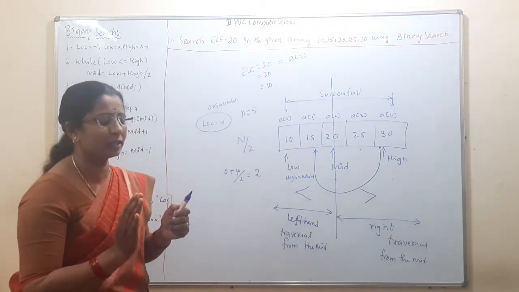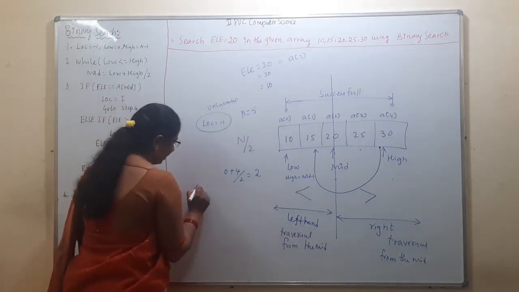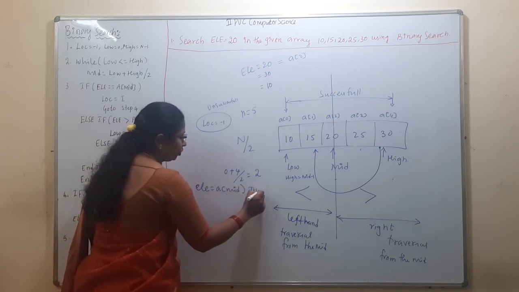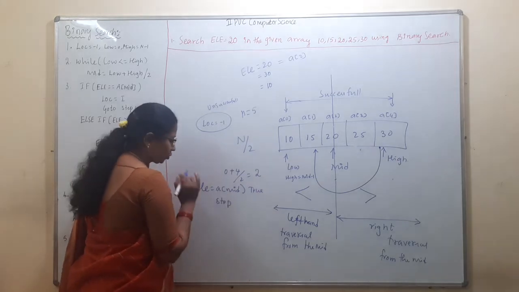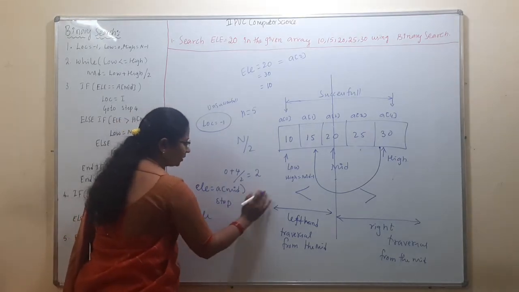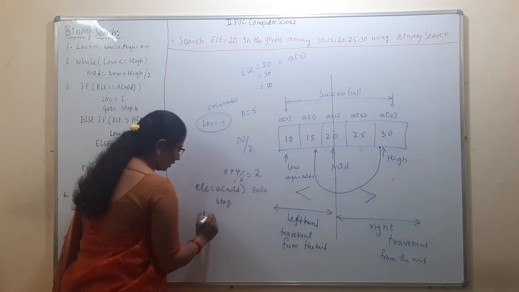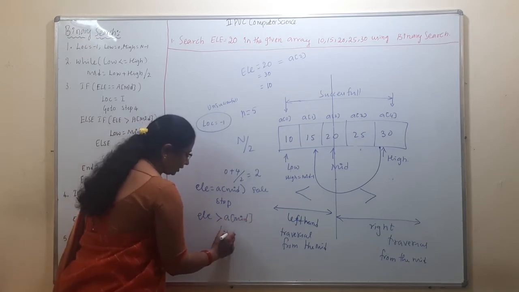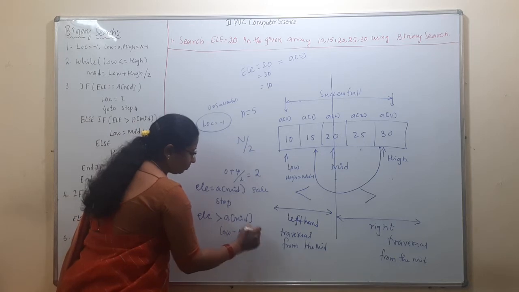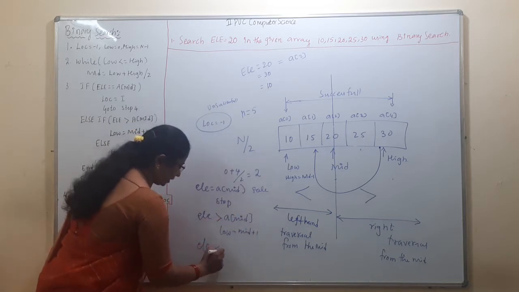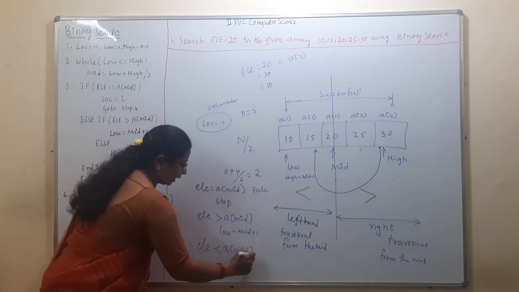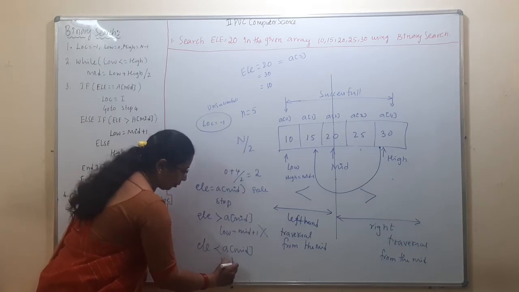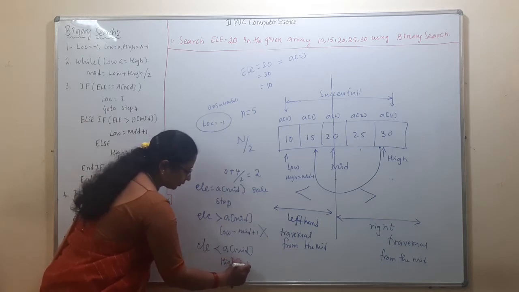Did you understand the minimum concept here? That means first we are comparing the searching element with the mid element. If it is true, stop. If it is false, check whether the element is greater than the A of mid. If that is true, then change the low pointer to mid plus 1. Suppose if the searching element is less than the A of mid, that time there is no change in the low. Low remains the same. Change only the high pointer, high equal to mid minus 1.